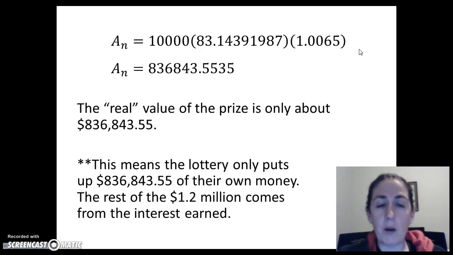But the rest of that $1.2 million that you earned for your prize comes from the interest that they earned from this account. So that's what a present value annuity is. The big difference between a future value annuity and a present value annuity: a future value annuity is when you're putting money in and the account grows. A present value annuity is when you start with a big chunk of money and you withdraw from it until the money dwindles down to nothing. Okay, see you next time.